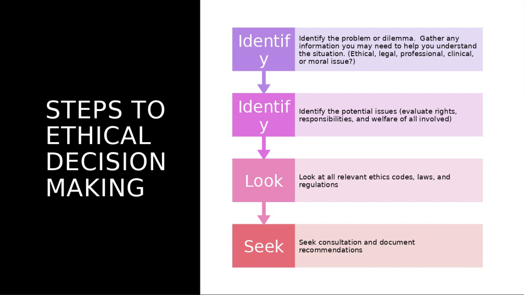So first, figure out what the issue actually is. Next, identify the potential issues. So evaluate the rights and responsibilities and welfare of everyone involved in the situation. Look at your relevant ethical codes, laws, and regulations, and then seek consultation and document recommendations. So it's important that, number one, you get the input of another professional, and then you document their input. So after this decision is made, if it turns out to not be the right decision and there's some questioning of your decision, you can say, not only did I think this was a good idea, but another professional also supported this idea. So that gives credence and weight to your decision, even if it did end up being the wrong decision ultimately.